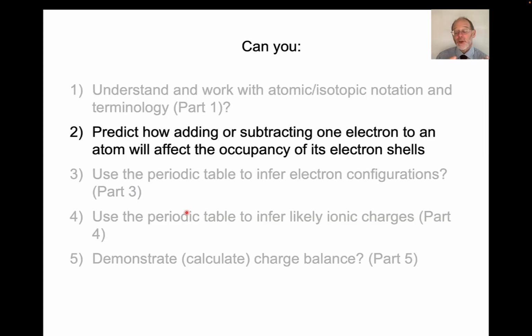So if you write out this description of shells and subshells, then you should be able to predict how adding or subtracting an electron to an atom will affect the occupancy of its electron shells. I know I went through that very quickly, but if you go back and review this, I think you'll see how this all works.